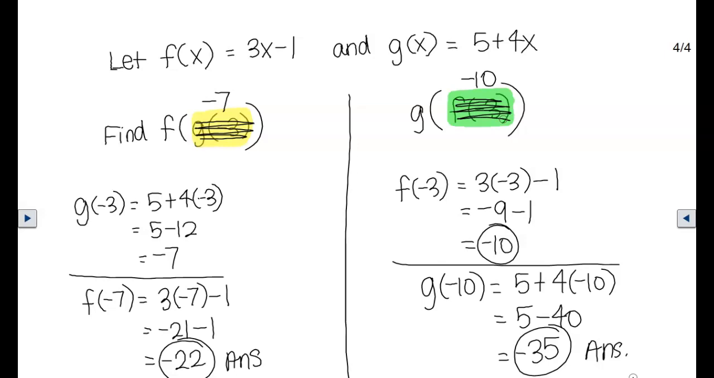But it's just function notation. The letter tells you the name of the function rule, so you know which rule to use. And the number in the parentheses tells you the input. What do I input for x?